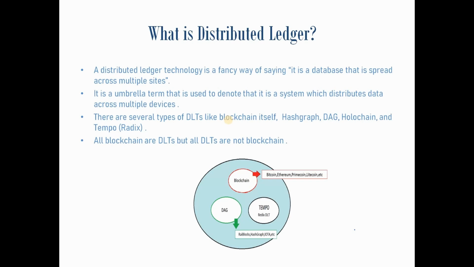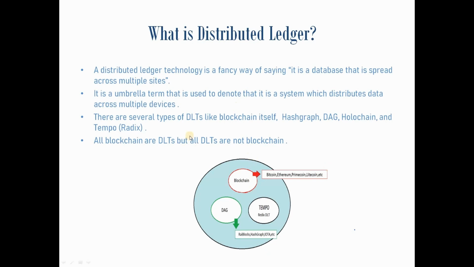And let me tell you about DAG also. DAG is a directed acyclic graph. Here we work under the transaction, and we don't have any concept of blocks. We verify the transaction by making another transaction ahead of it. And all blockchains are DLTs, but all DLTs are not blockchain.